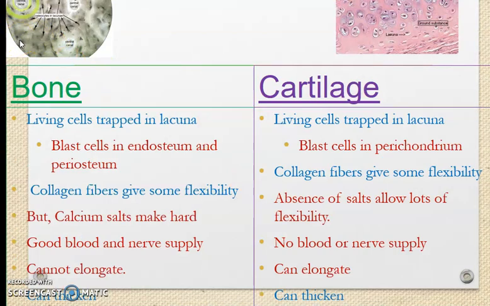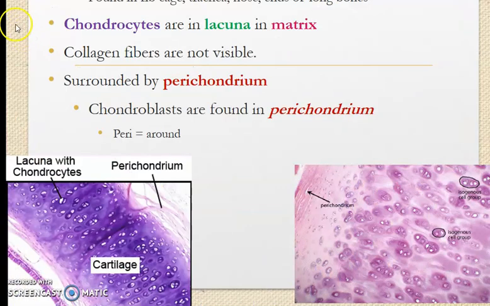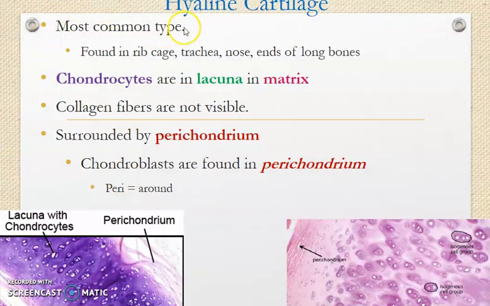So I'll ask you these questions. I will now try to talk about the 3 types of cartilage in 4 minutes. Hyaline cartilage is the most common type. It's found in the rib cage, the trachea, the nose, the ends of long bones. We'll talk about that later.